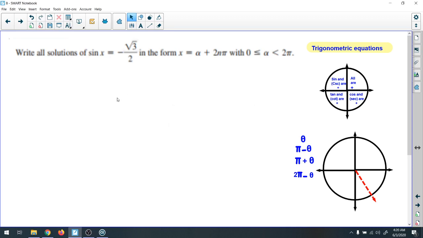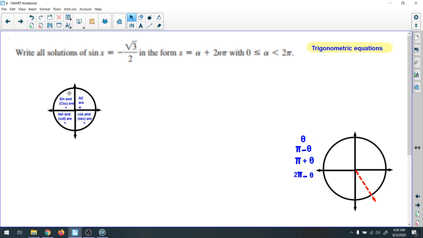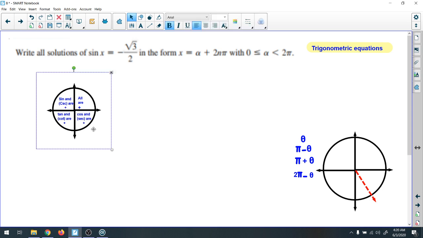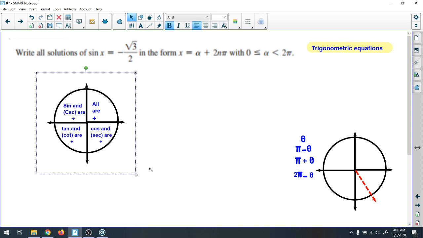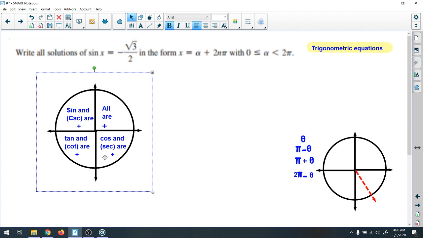Okay, trigonometric equations. Write all solutions of sine x equals negative square root of 3 over 2 in the form x equals a plus 2n pi from 0 to 2 pi. First, before we solve this question, I want to explain something here. Very important. Look at this here. This is the very important unit circle sign.